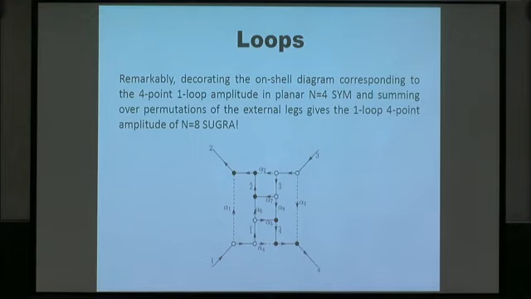Let me just say that there's some encouraging evidence that this recursion relation can be extended to loops, because if you just follow the logic that seems to apply at tree level, and you just apply that to loop level, you actually will get the right one-loop amplitude. So in particular, if I just take the on-shell diagram that appeared in planar n equals 4 super Yang-Mills, which described the one loop 4-point amplitude, and I just add decorations to it, and then I sum over permutations of the external legs, this thing actually gives you the correct one loop 4-point amplitude of n equals 8 supergravity. Although, to be honest, I don't think we have a systematic understanding of why.